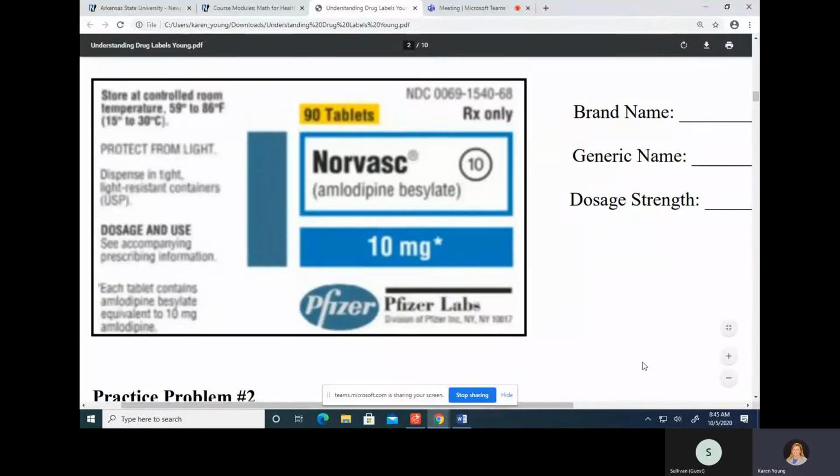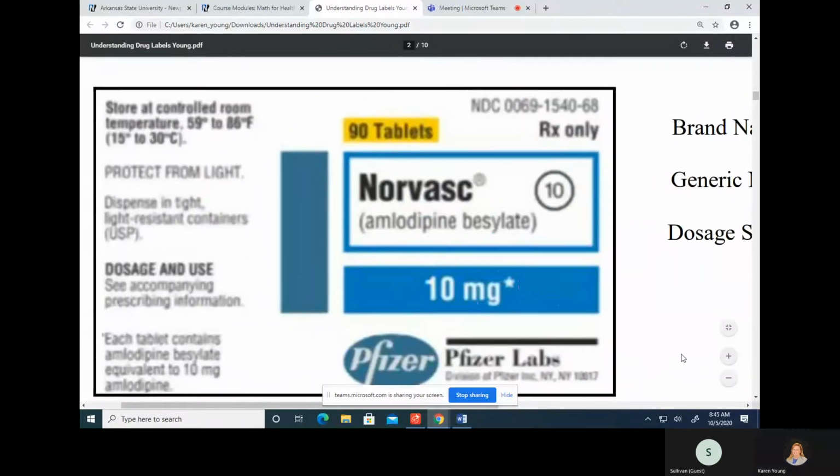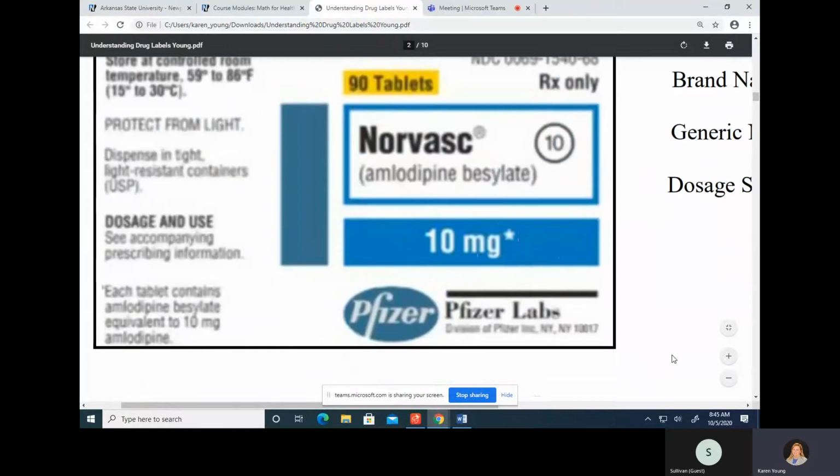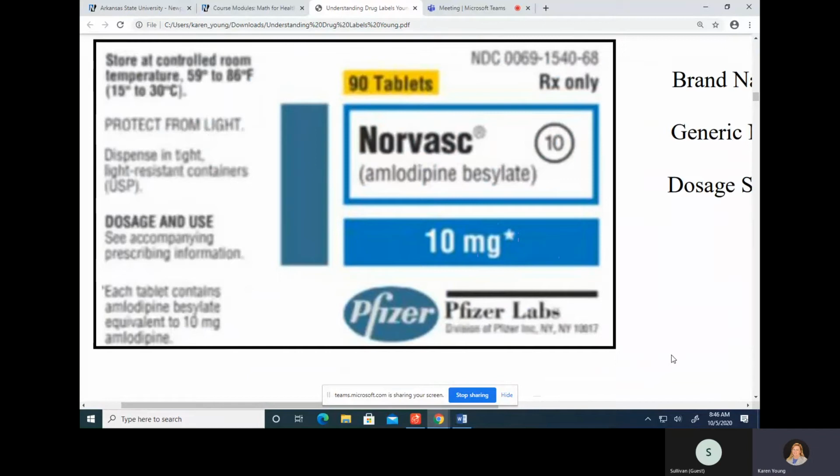So look closely at it. Can y'all see it clear enough? Okay. So what would our brand name be on this one? Notice, however you say it, because it has that R, right? And that is our brand name. Our generic name would be? Yeah, however you say that, it's all lowercase and in the parentheses, right?